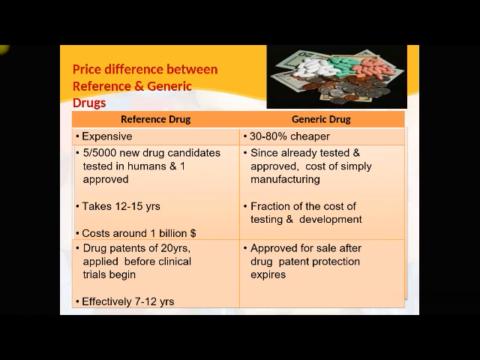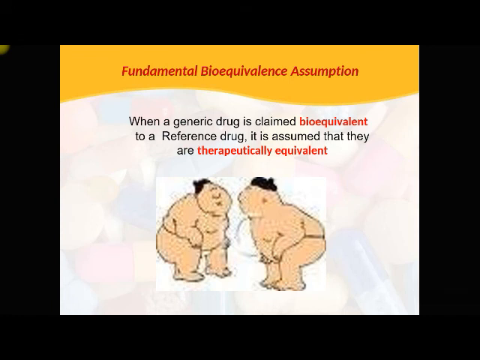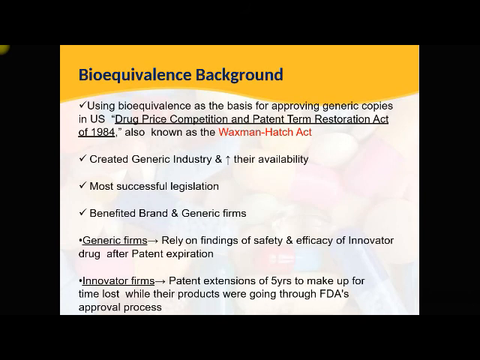Okay, but still, as they are the patent holders, nobody can question them as to why they have kept so high a price. Okay, so next is a fundamental bioequivalence assumption, that when a generic drug is claimed bioequivalent to a reference drug, it is assumed that they are therapeutically equivalent. Okay, so let's see some background to the bioequivalence studies. Using bioequivalence as the basis for approving generic copies in the US, the Drug Price Competition and Patent Term Restoration Act of 1984, also known as the Waxman Hatch Act, paved the way for the generic industry.